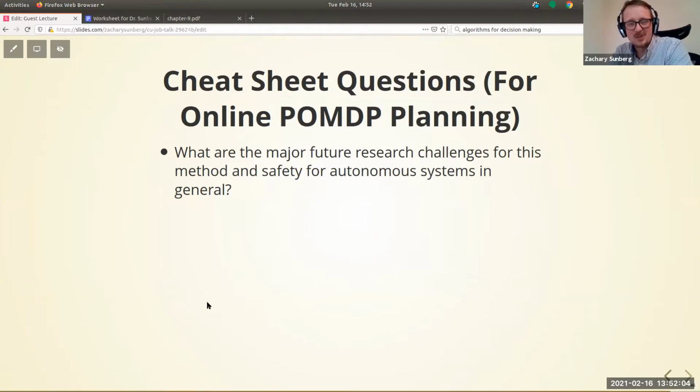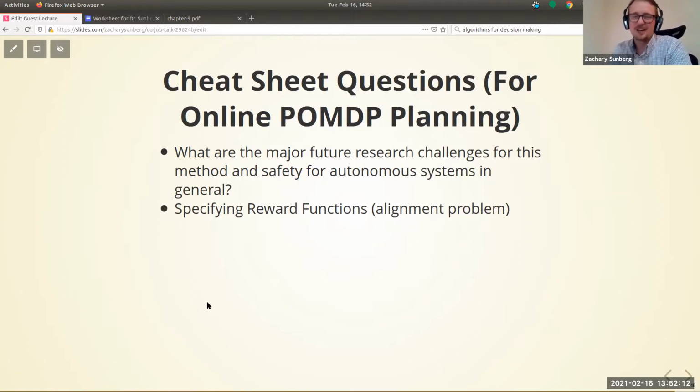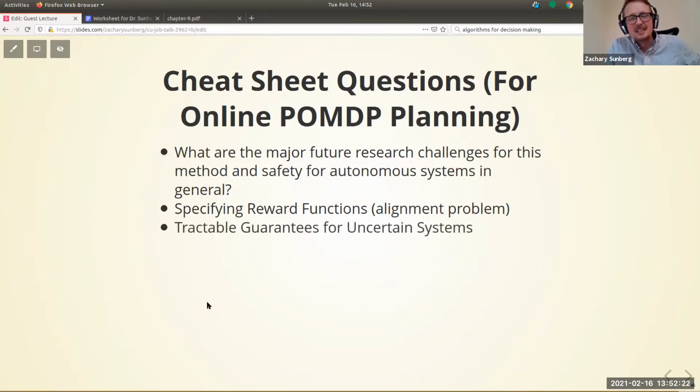Last, what are the major future challenges? So one, like I said, specifying reward functions is really hard. It's really subjective. Even beyond balancing safety and efficiency, how do you balance the rights of one person versus another? These are tough questions. Another one is tractable guarantees for uncertain systems.